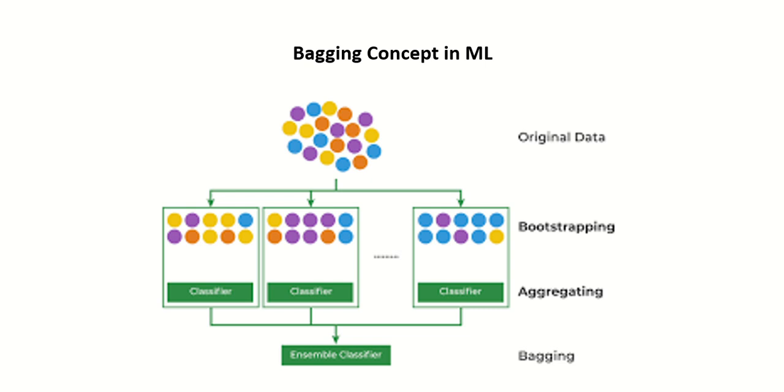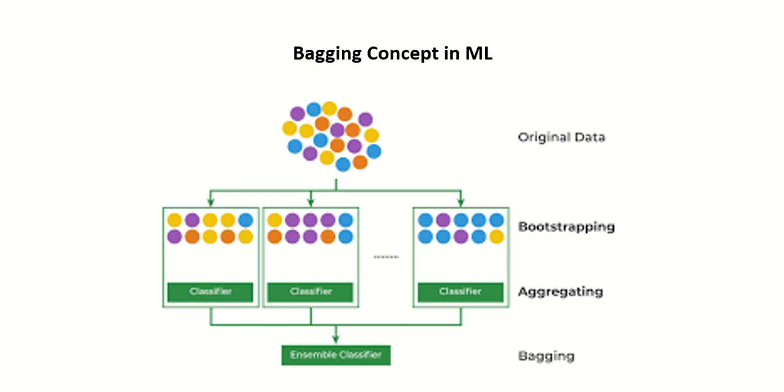Third is training multiple classifiers. Each of these bootstrapped subsets is used to train a separate classifier. These classifiers can be the same type, for example, decision trees. In this image, the subsets are fed into different classifiers, and each classifier learns a model from its respective subset of data.